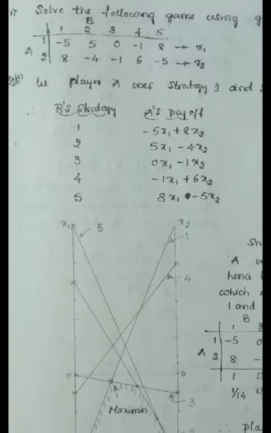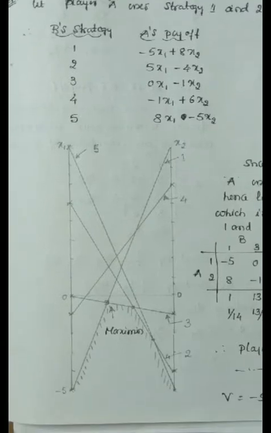If B uses the second strategy, then the gain for player A is 5x1 minus 4x2, because A is using a proportion x1 and x2. For the third strategy, 0x1 minus x2. Fourth strategy, minus x1 plus 6x2. Fifth strategy, 8x1 minus 5x2. Now, this A's payoff represents a straight line. Now we can represent these different strategies of player B on a graph.